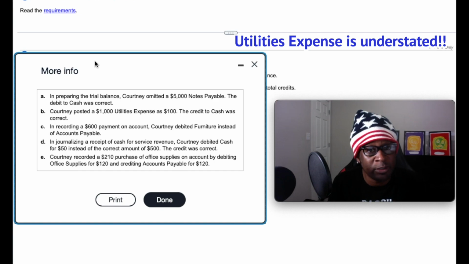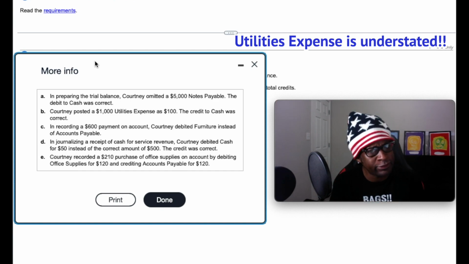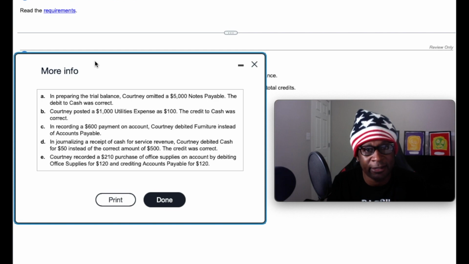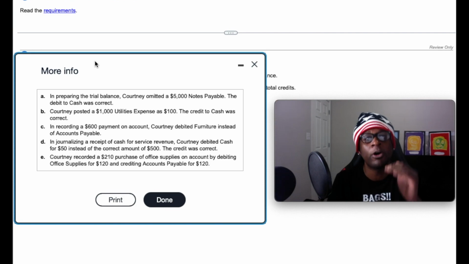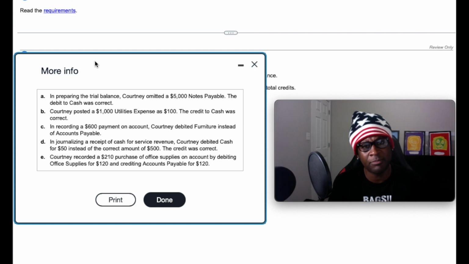How much is it lower than what it should be by? $900, gang. How did I get the $900? Well, she increased it by $100, but she should have increased it by $1,000. So if we subtract the two, that tells us the difference in which it is short of or understated. So how does that affect the trial balance?